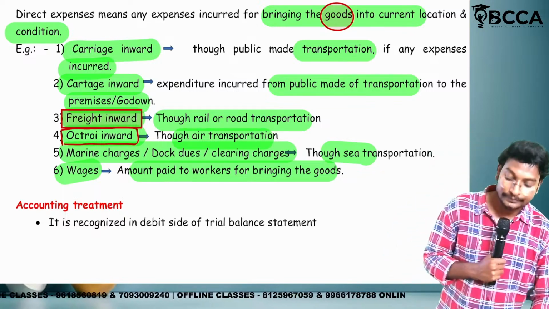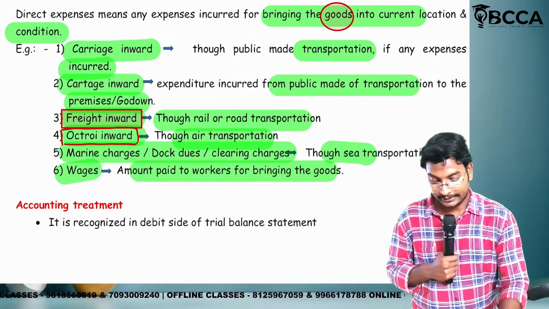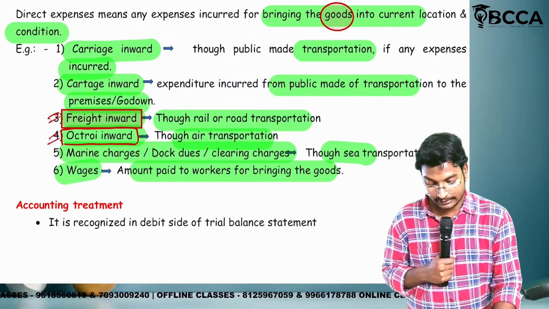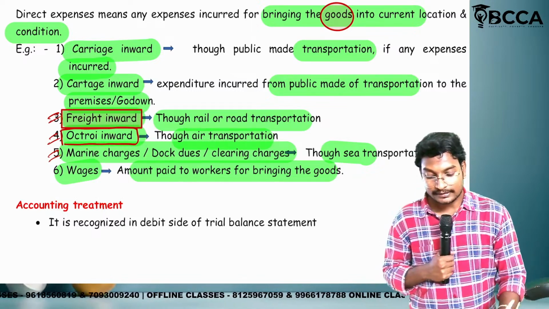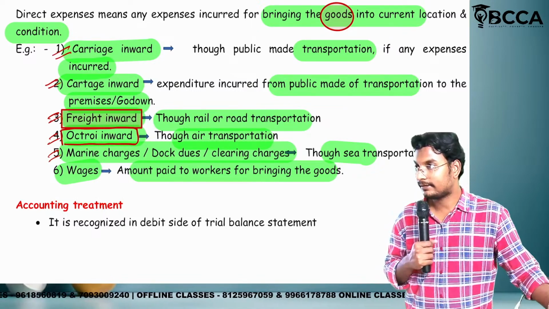Just a second. If you use the roadways and railways, what is it? Freight. If you use the airways, it means octroi. If you use the waterways, it means marine insurance. Okay? So shorter distance means cartage, longer distance means carriage. Okay?